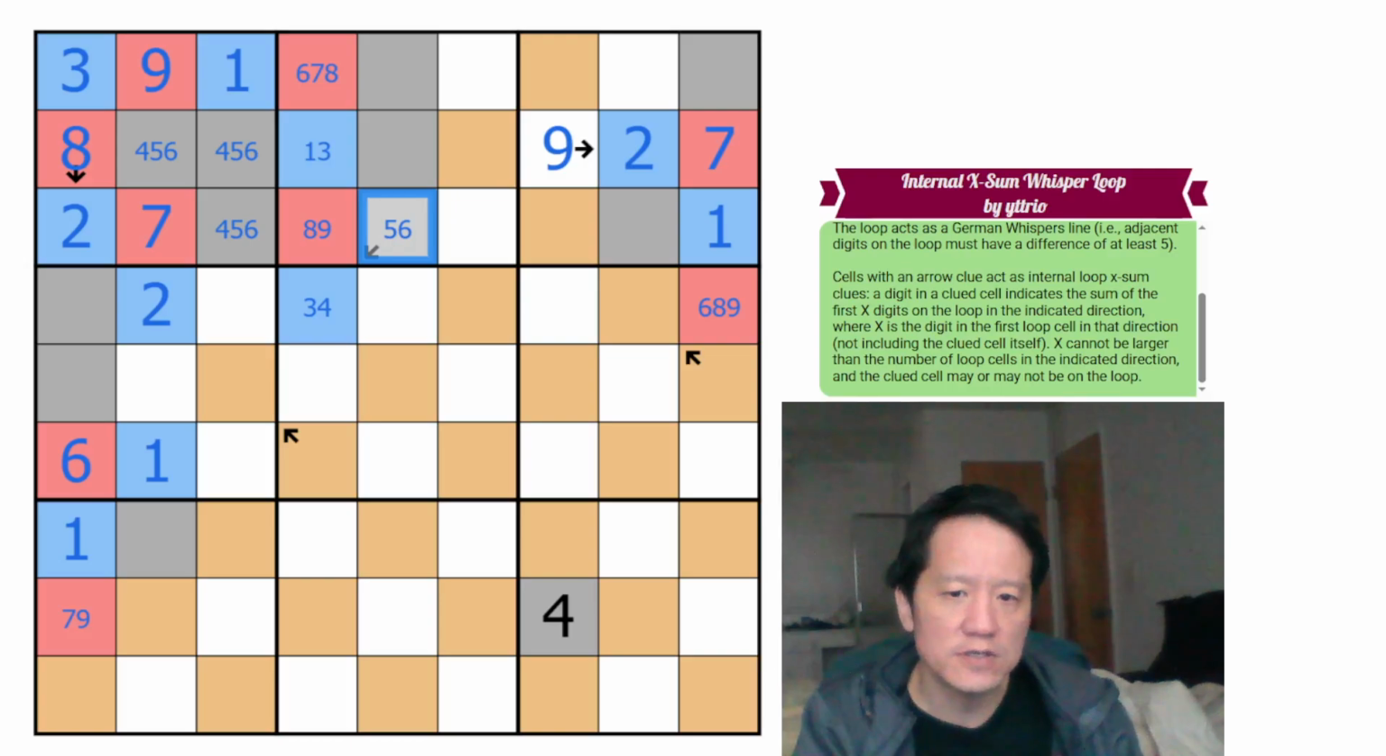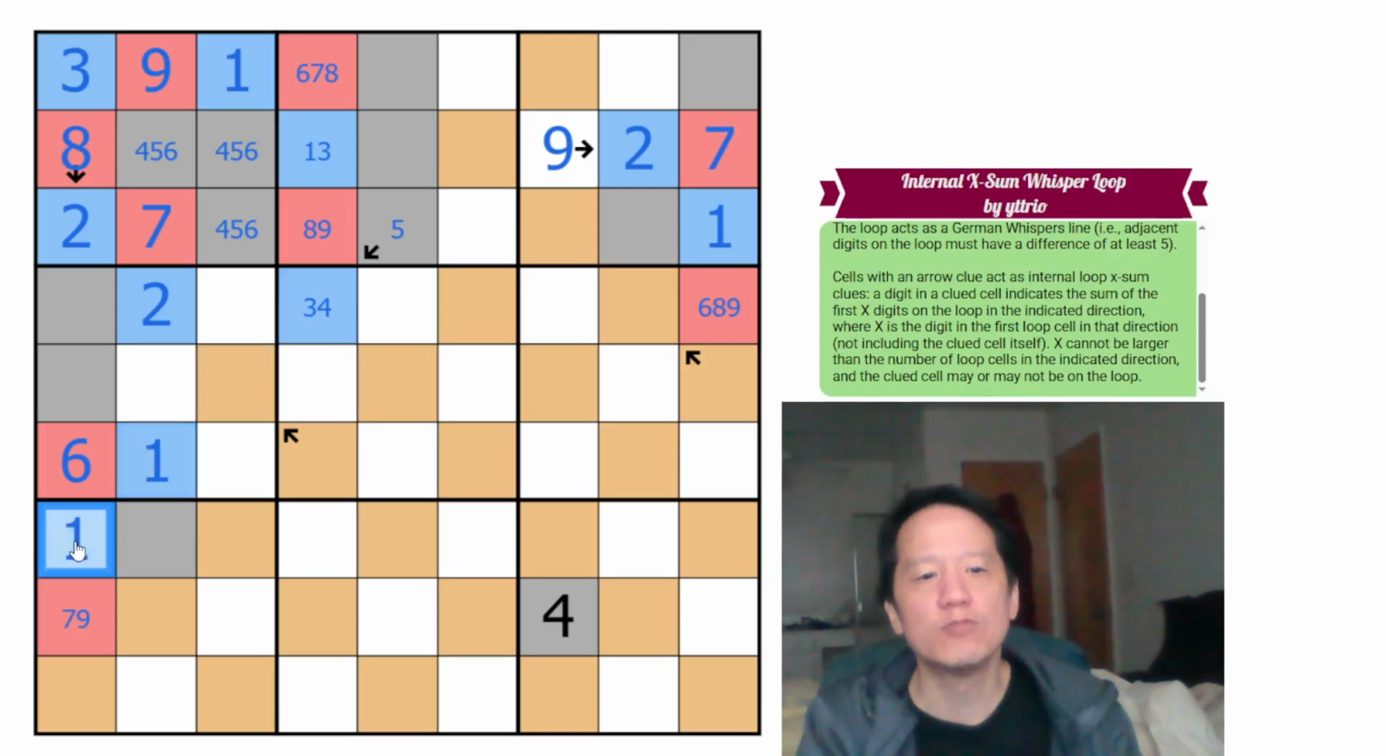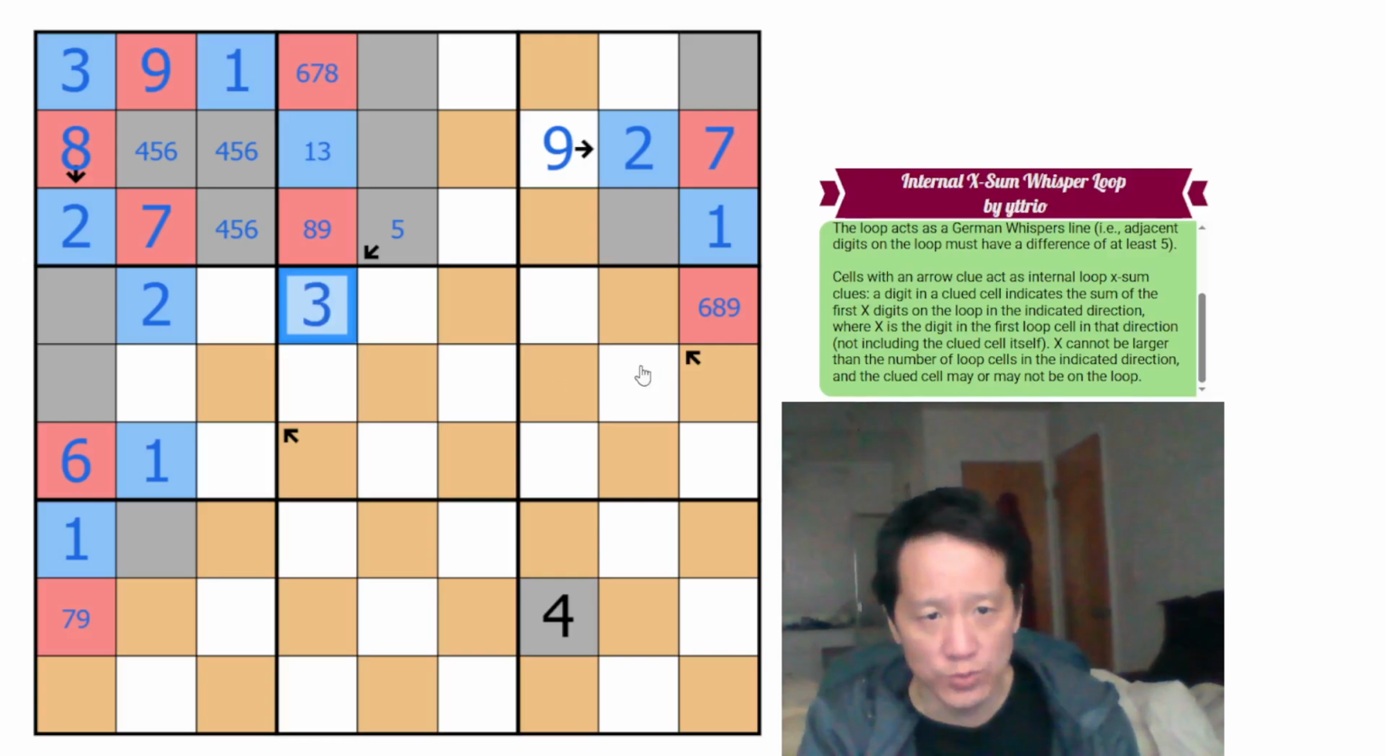Not 6. Yeah, it can't be 6 because if it's 4, it would be 3, 1, 1 at minimum. So if this is 4, this would have to be 3, 1, and 1. Which would mean that it's 9. So this would be 9, but then this 4 would force that to be 9, because 4 can only be next to 9 on a German whisper loop. So that's not allowed. So this has to be 3.